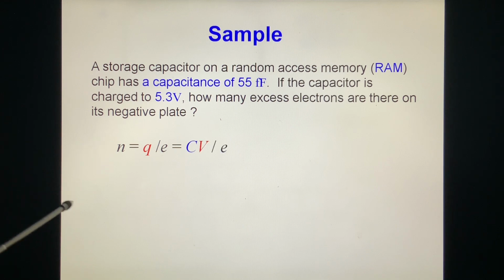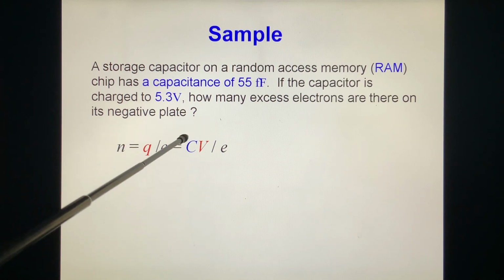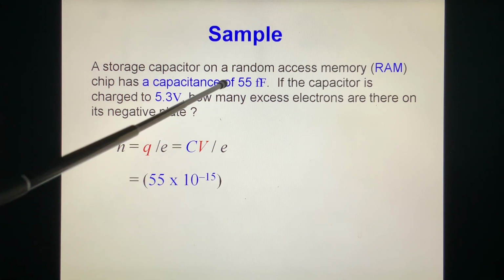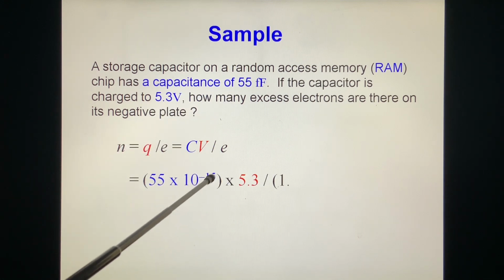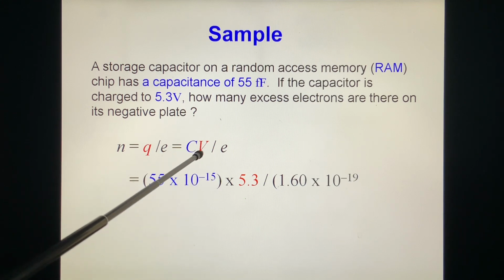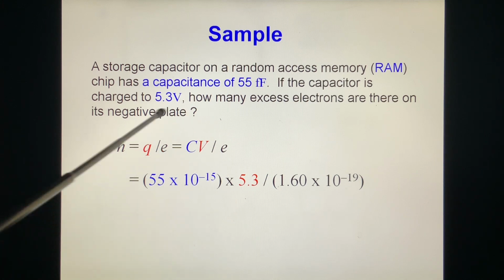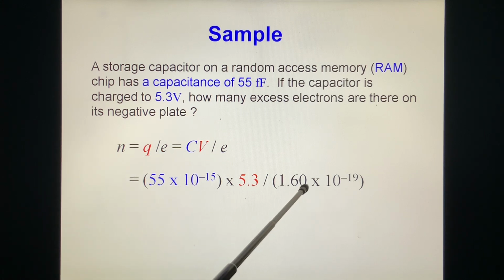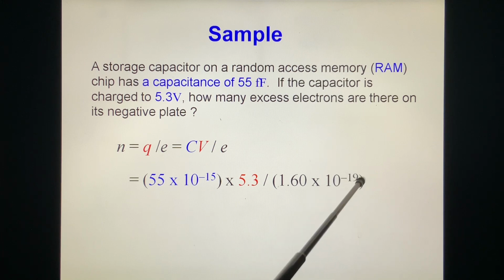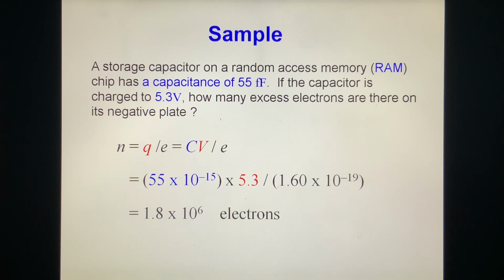Now, first, we know the number N is equal to Q over e. Q is equal to C V. So we put C is 55 femto, 10 to the minus 15 farad. V is 5.3 volt, and each electron has a charge of 1.60 times 10 to the minus 19 coulomb. So we get N. This is the answer: 1.8 million.